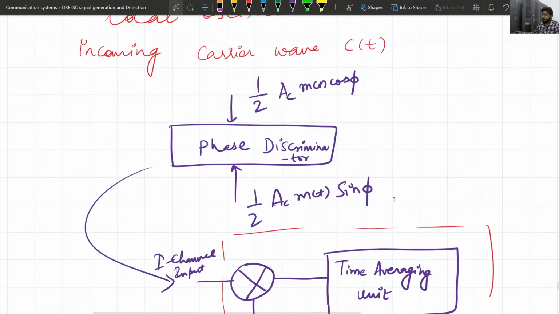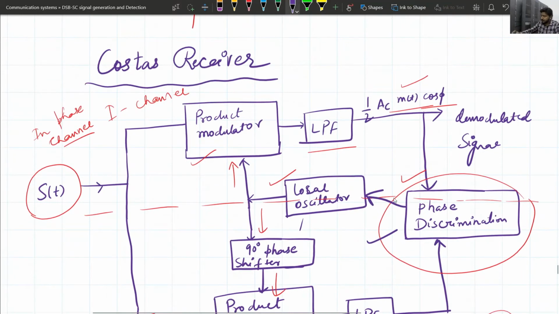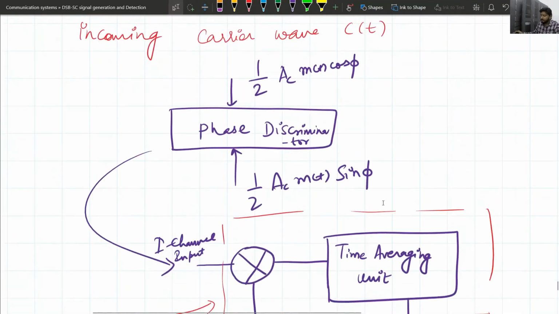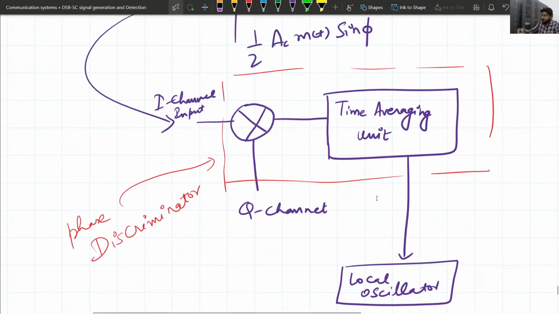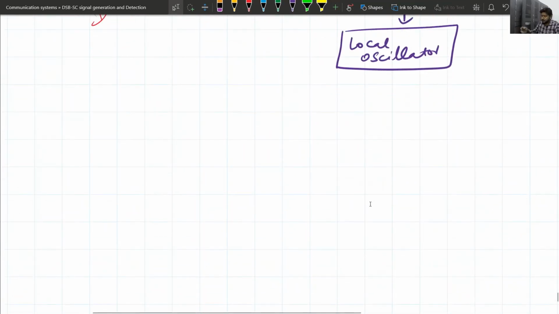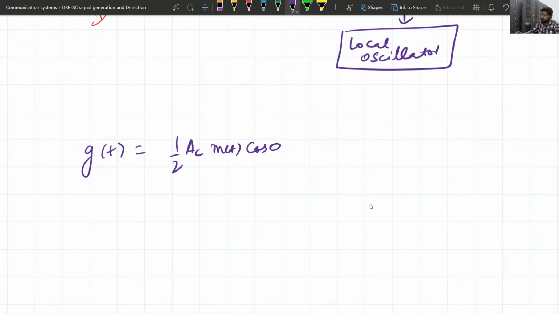So what actually is happening here? Let's say the signal here is g(t). Then what we are doing is multiplying the I channel and the Q channel outputs and then passing through the time averaging unit. Then g(t) will be given as half Ac m(t) cos phi multiplied by half Ac m(t) sin phi.